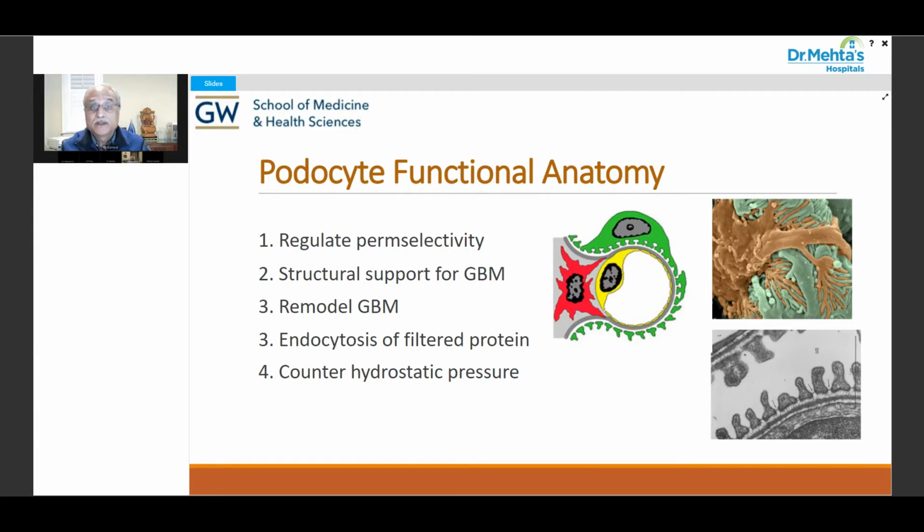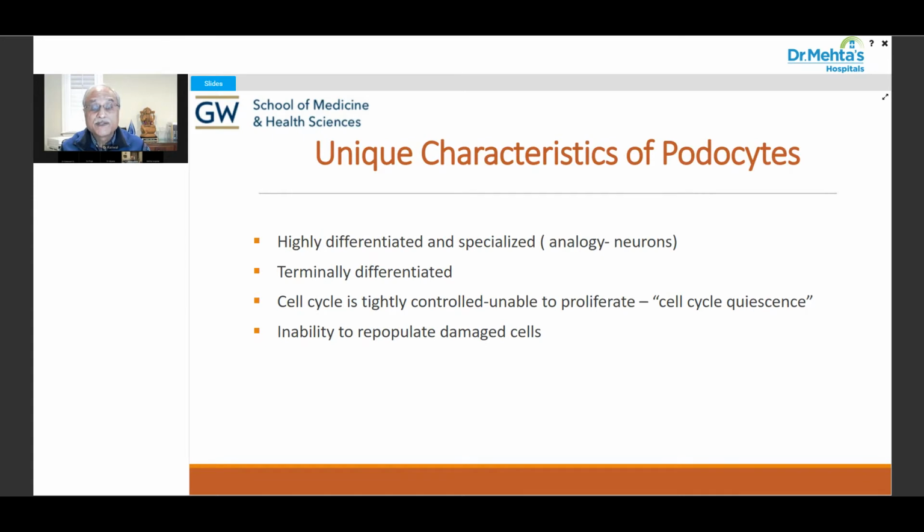Other unique characteristics of podocytes are that they are highly differentiated. They're almost like neurons. Occipital neurons would basically deal with vision. The auditory neurons would deal with hearing. The motor neurons would deal with motor activity. Same is true of podocytes as well. They cannot do anything other than what they're designed to do. And they're also terminally differentiated.